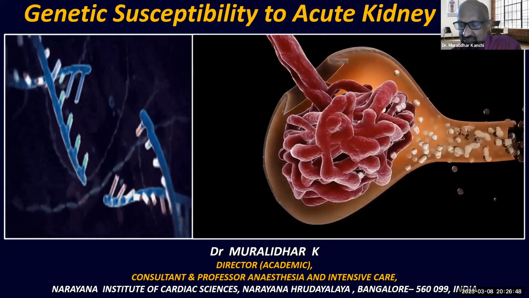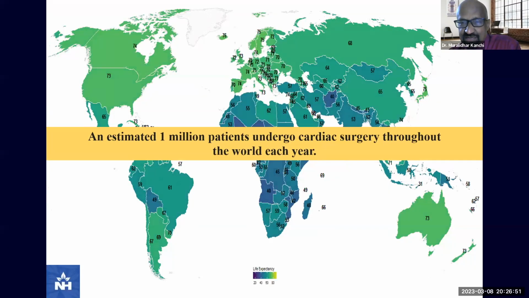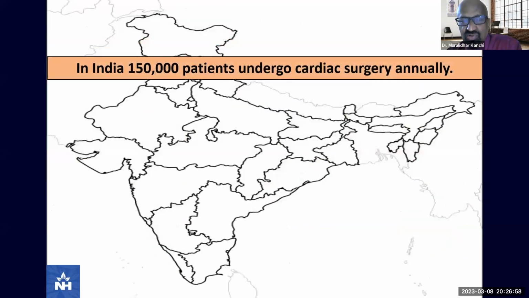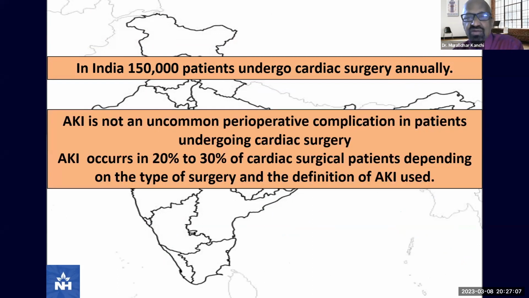You know that an estimated 1 million patients undergo cardiac surgery throughout the world each year, and about 150,000 patients undergo cardiac surgery annually in India. When these subjects undergo cardiac surgery, there may be a renal insult which can occur. This renal insult is multifactorial, which I'll be mentioning in one of my later slides.